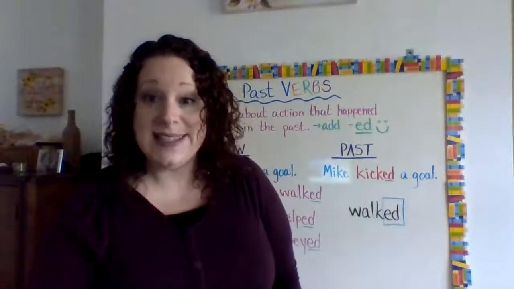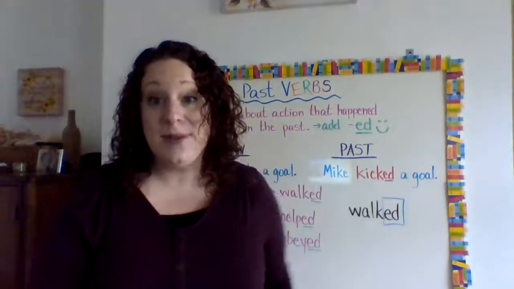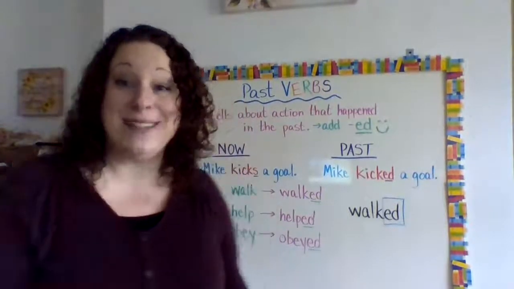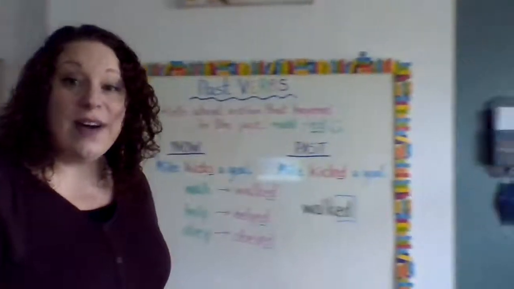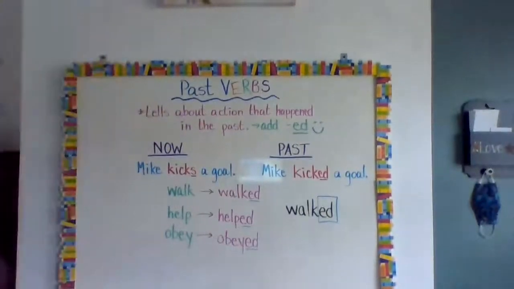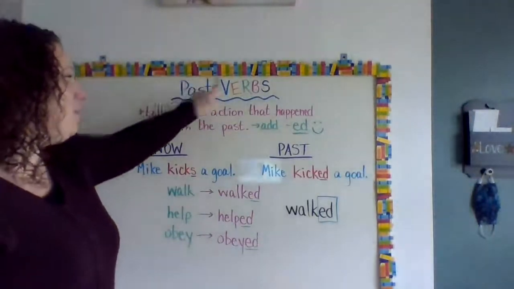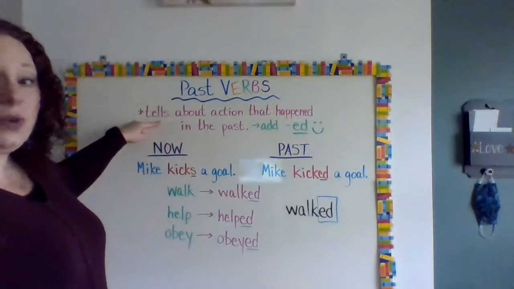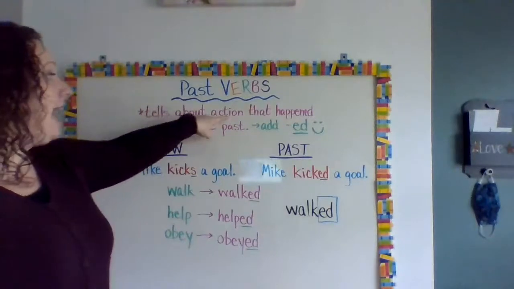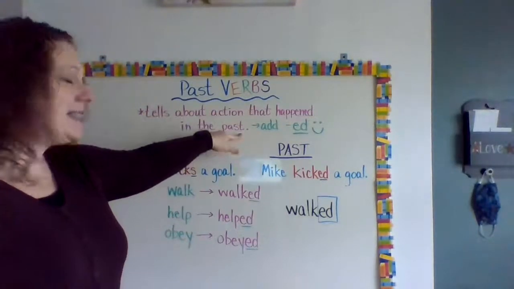Last week in English, we talked and learned about now verbs, and those are verbs happening right now in the present tense. But today, we're going to talk about verbs that happened in the past. So go ahead and follow me up to the board. I did a nice little colorful chart for you. So our past tense verbs are action words, and they tell about an action that happened in the past.